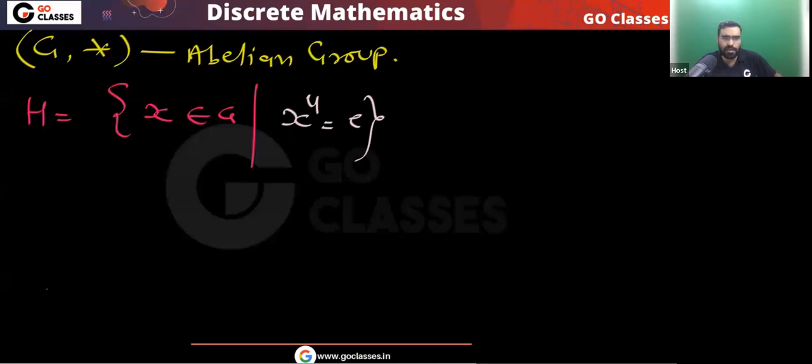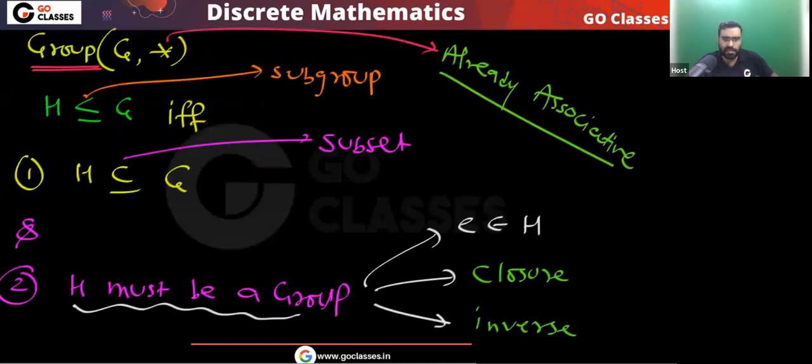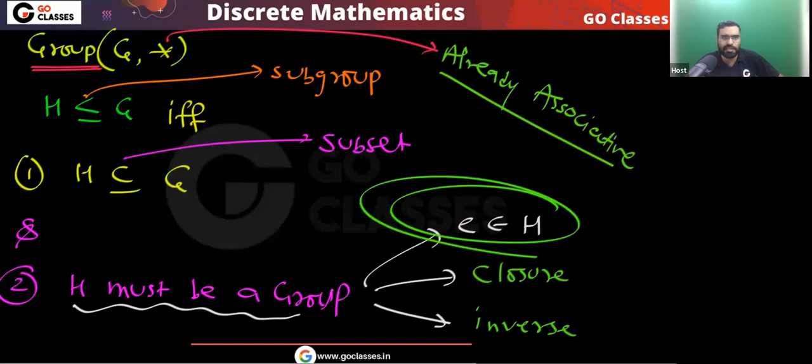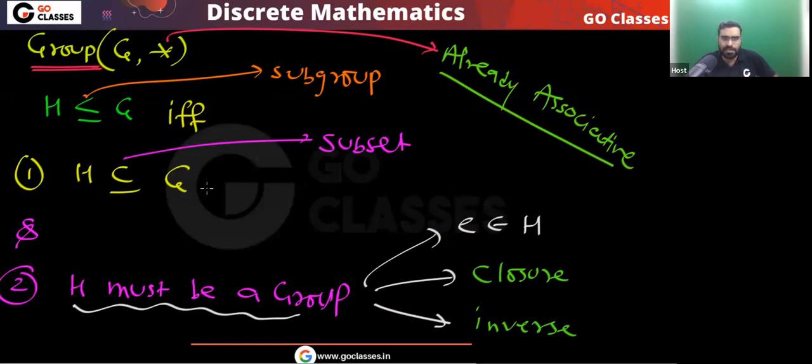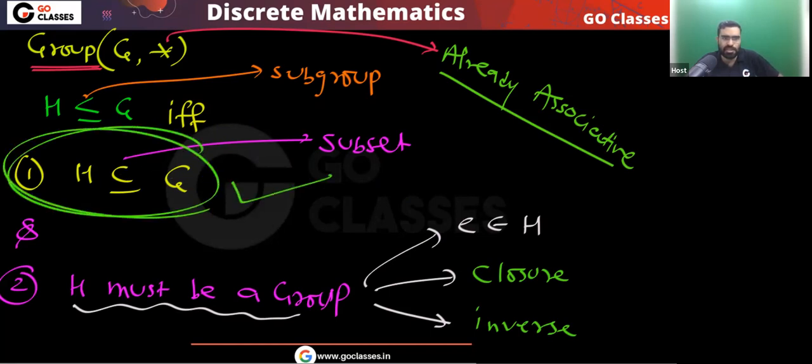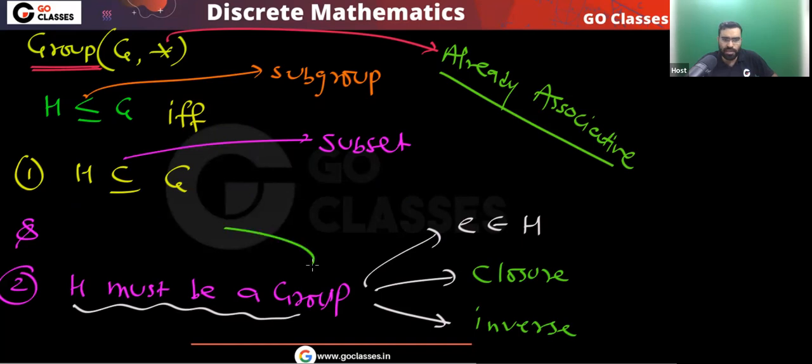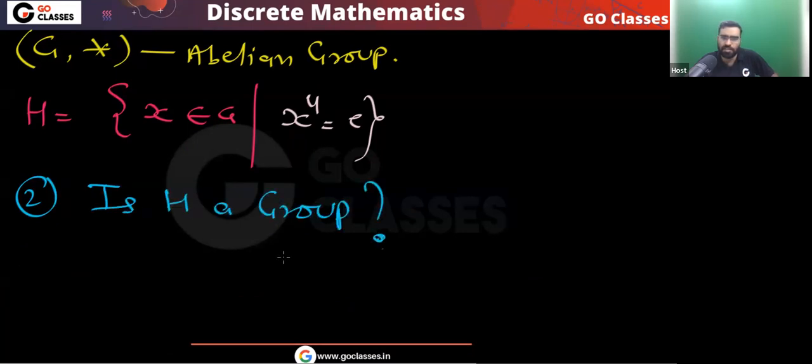Now let's see the second point. Now let's check, is the identity element in this H? This one thing we have already checked, that H is a subset of G. This is done. Next, we need to check, is this H a group? This is the second thing you need to check: is H a group?